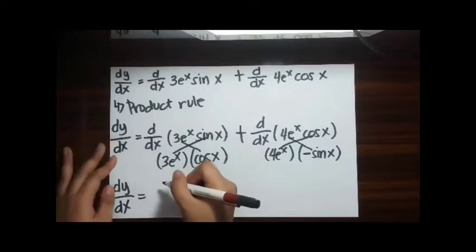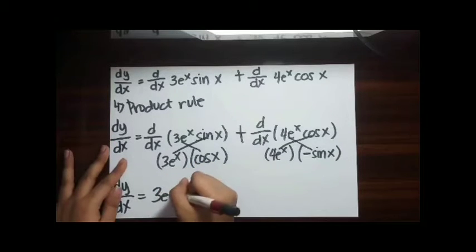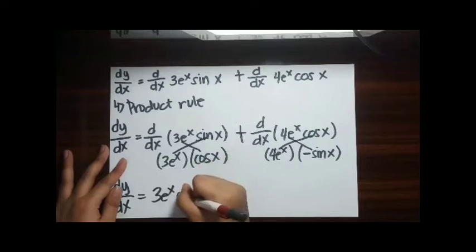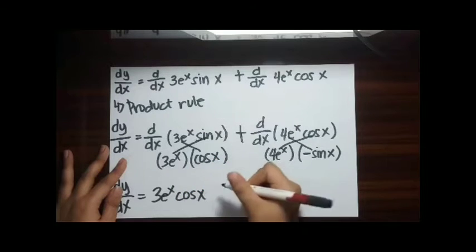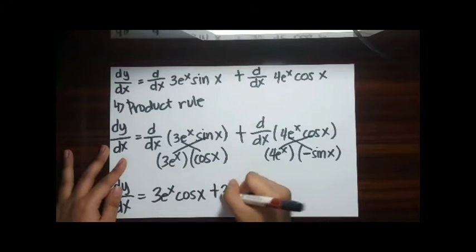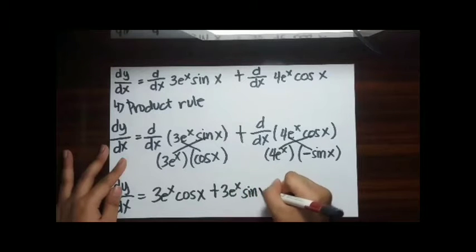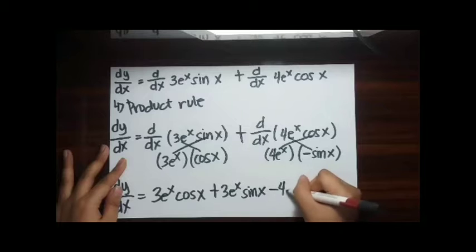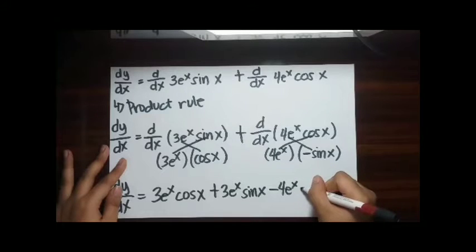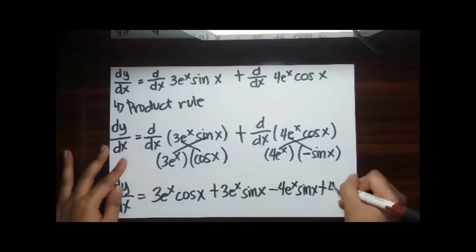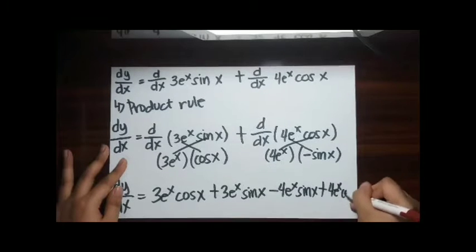Three e raised to the power of x times cosine x plus 3e raised to the power of x times sine x. For the second term, negative 4e raised to the power of x times sine x plus 4e raised to the power of x times cosine x.